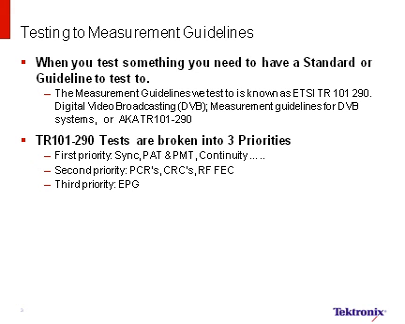TR 101290 is broken into three priorities. We have the first priority, which has things like sync, PAT, PMT, continuity count errors. Second priority, which gets into more program decodability things like PCRs, CRCs, and FEC type problems. And then the third priority, which gets into things like the electronic program guide for off-air recordings.